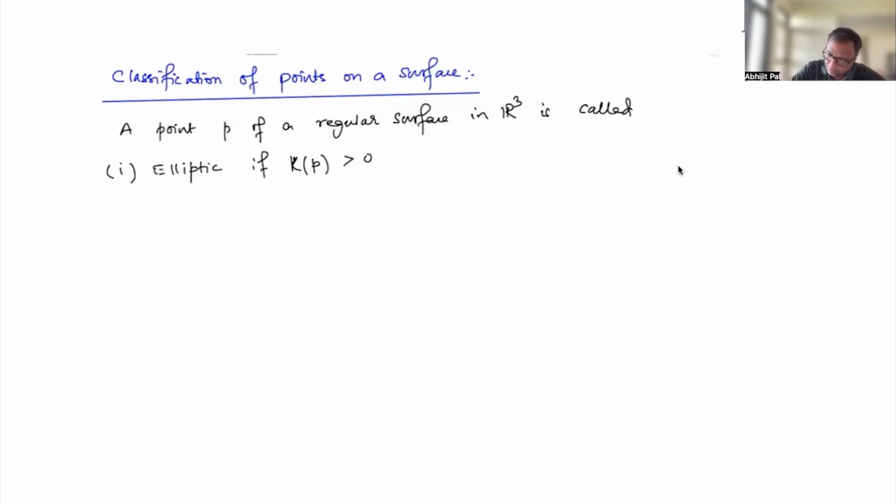So for example, if I take the unit sphere S2, so K_P is greater than 0 for all P belonging to S2. Okay, so all the points in this S2 are elliptic.